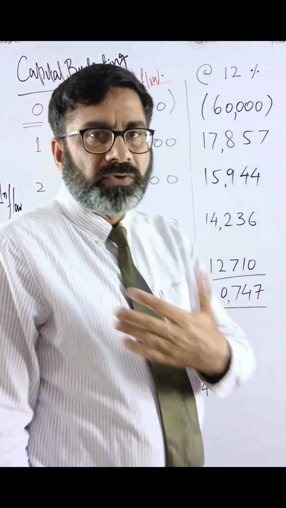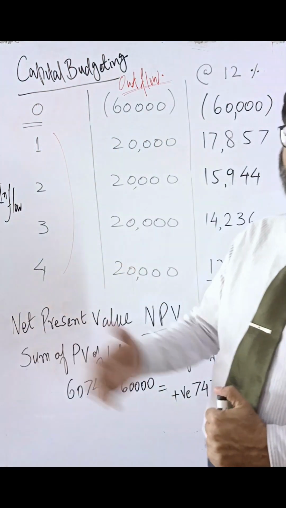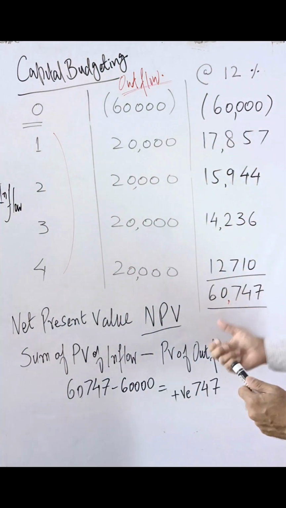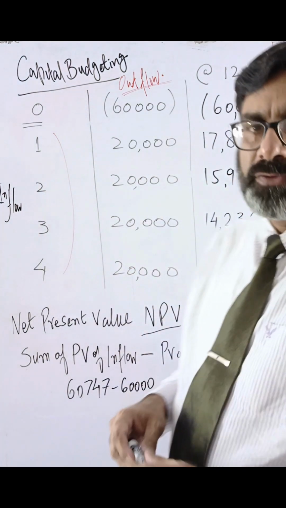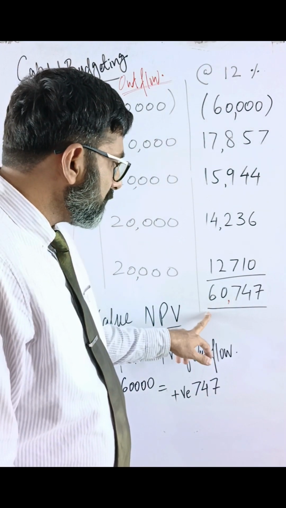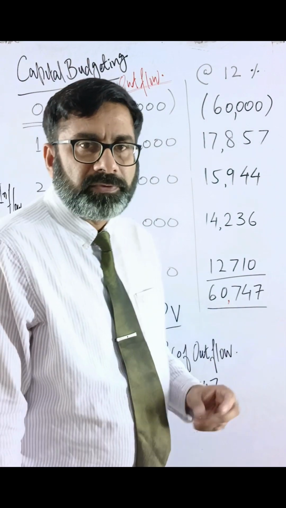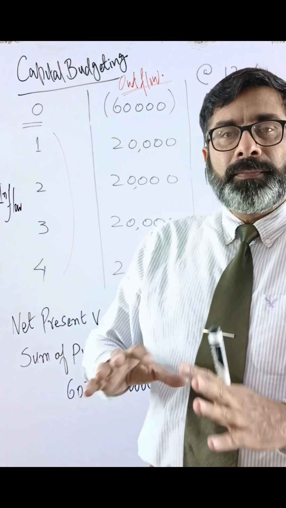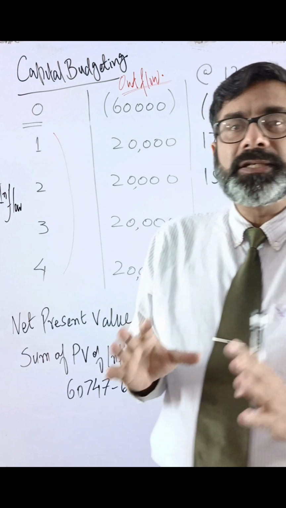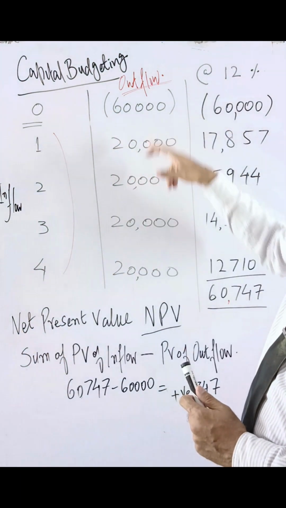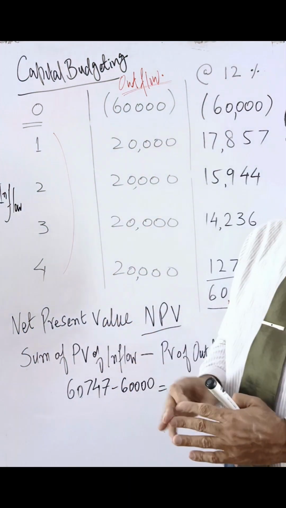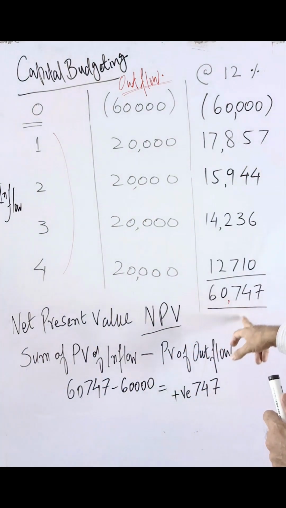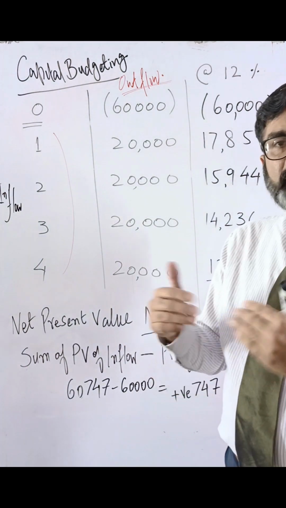How it is calculated, we have already discussed in the present value of compound interest and the present value of the annuity. If we total the present values, the answer is 60,747. The overall inflow is 20 into 4, almost 80,000, but the present value of that is 60,747.